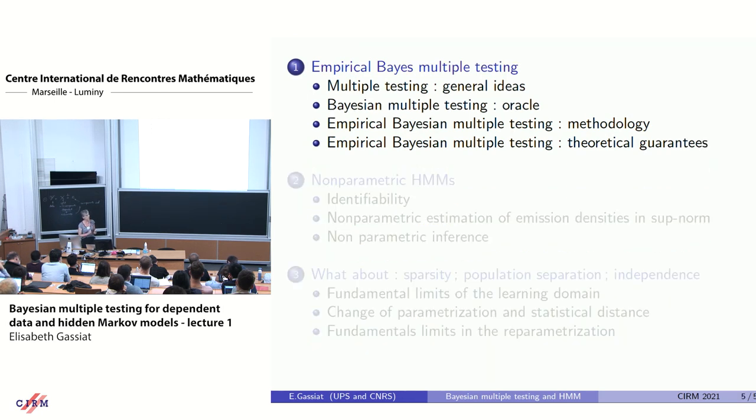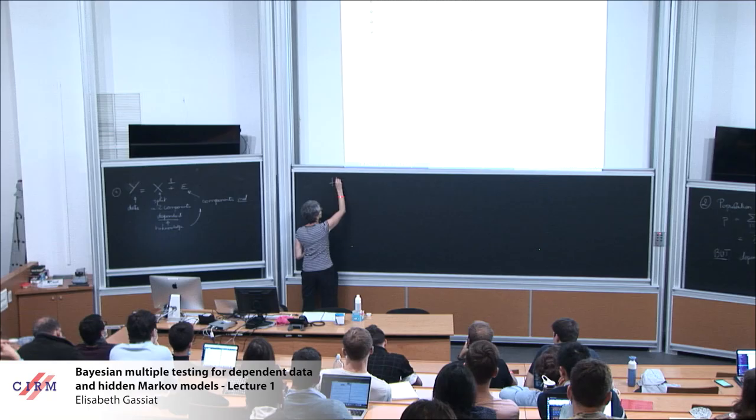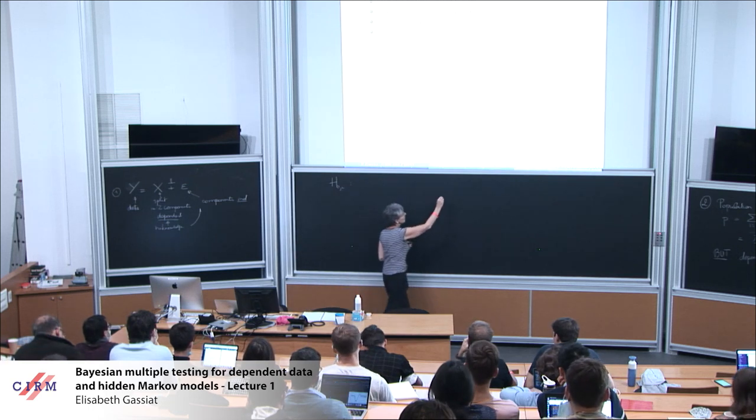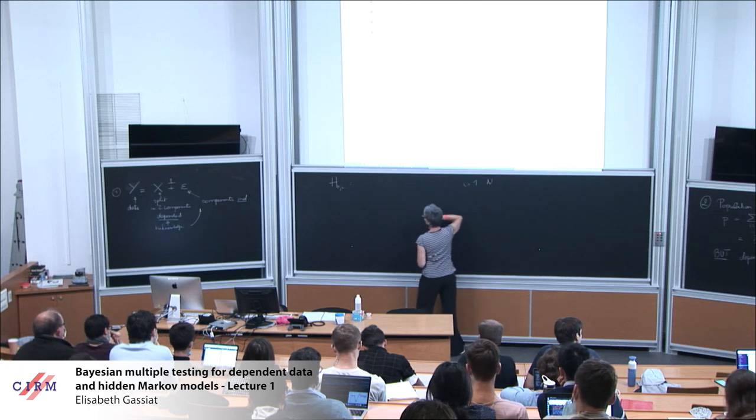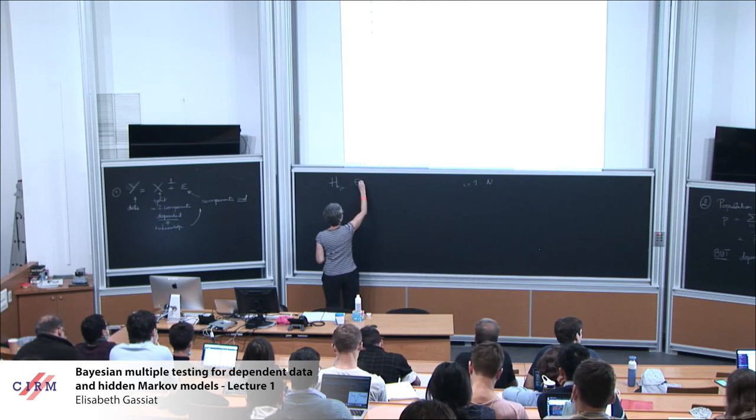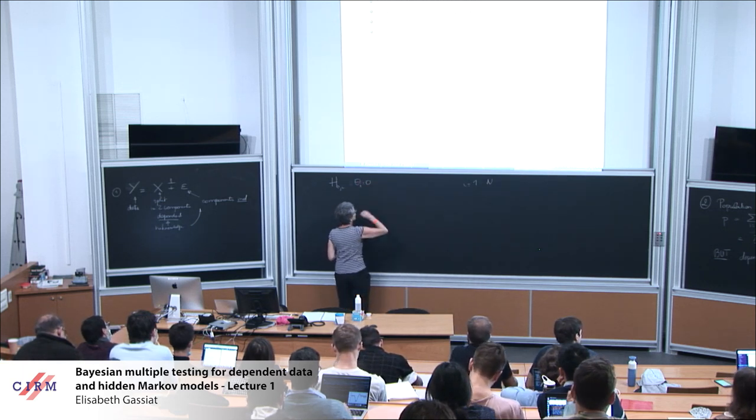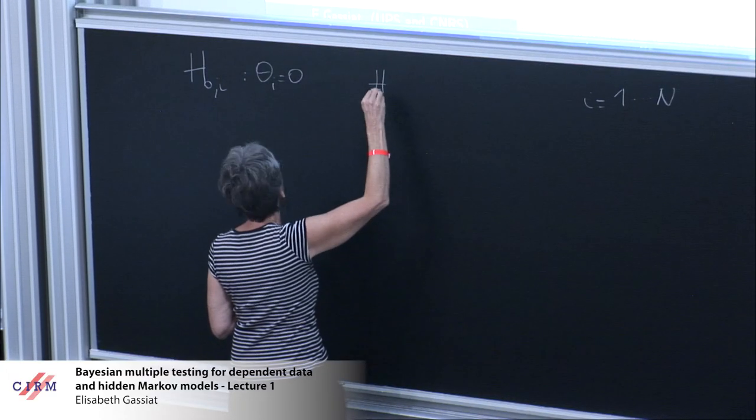So first, about multiple testing. So what is multiple testing? In multiple testing, well, why do I say multiple? It's because I don't have only two hypotheses, but several hypotheses. You face several questions, say capital N questions, and I will decide to describe it through a latent indicator theta I.